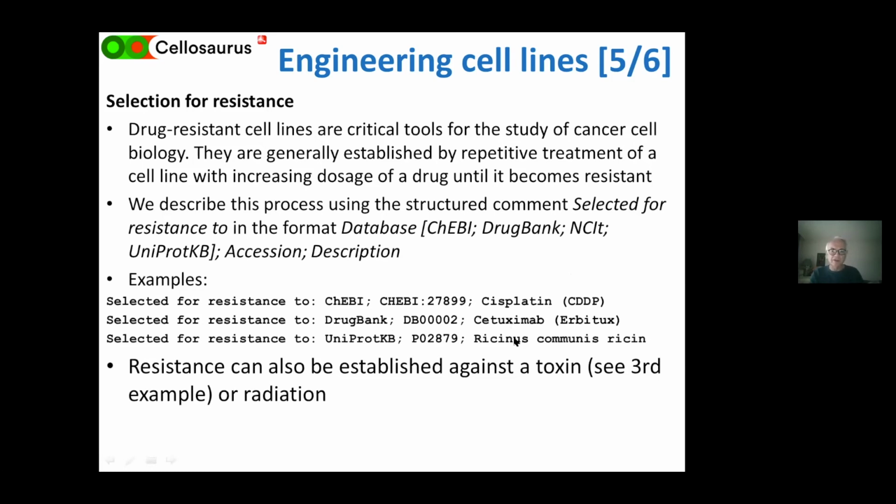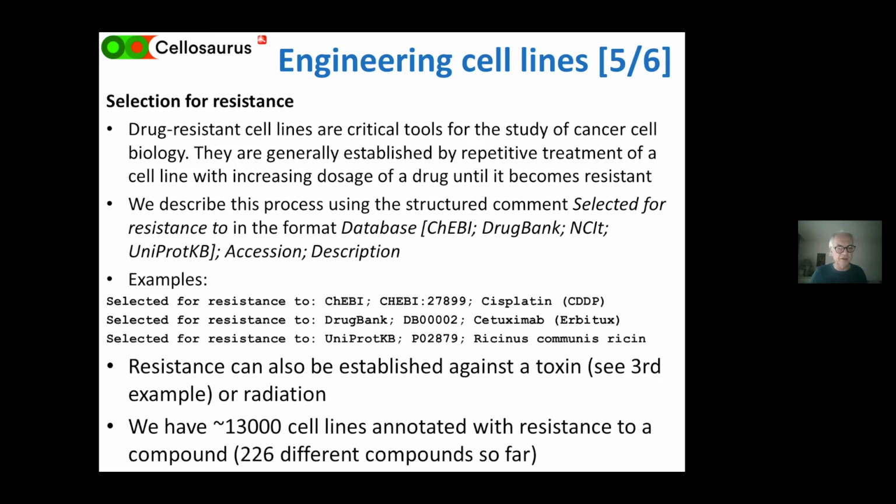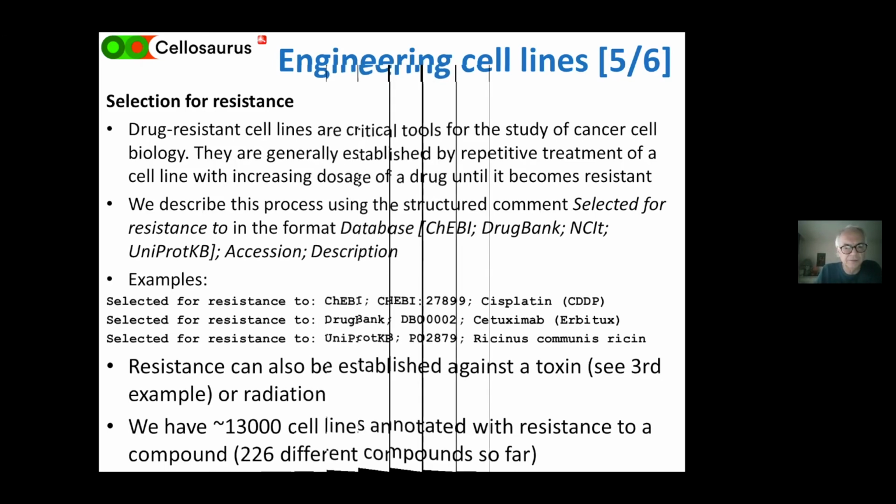Here's a third example, which is not for a cancer cell line, but you can also establish toxin-resistant cell lines, like cell lines resistant to ricinus toxin or to diphtheria toxin and so on, or to radiation, resistance against radiation damage. So we have about 13,000 cell lines which are resistant to a compound or to a physical process, about 226 different compounds.